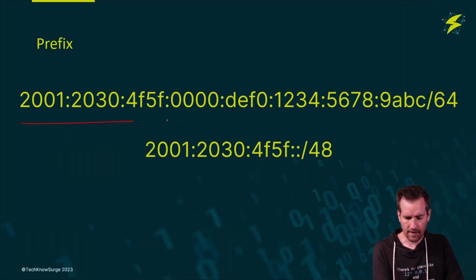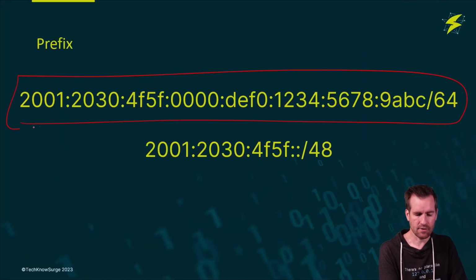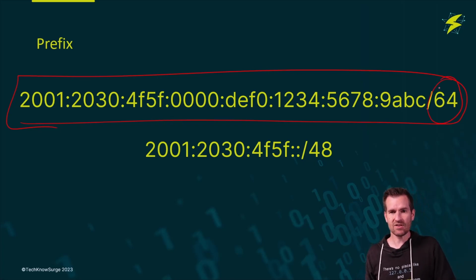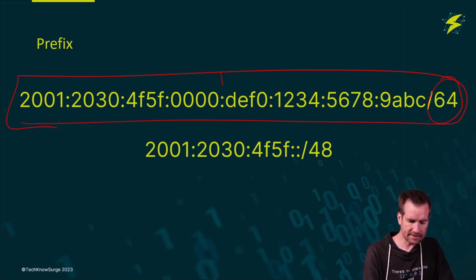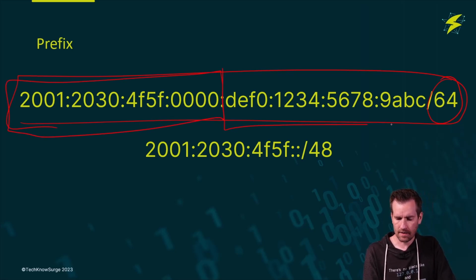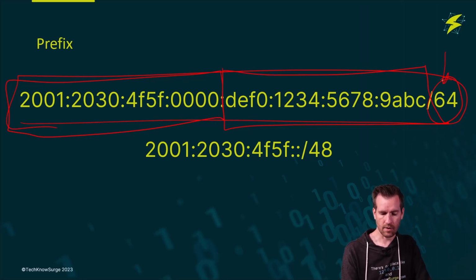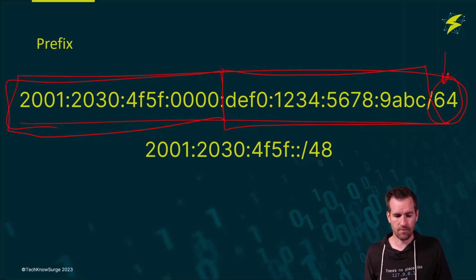Here's an example of an IPv6 address. We know from the prefix right here, it's a /64, that the first 64 bits are the network portion, and the second part is going to be the host portion. And that is standard. That's really what all of our networks should be dealing with is 64. So what is there really to subnet?